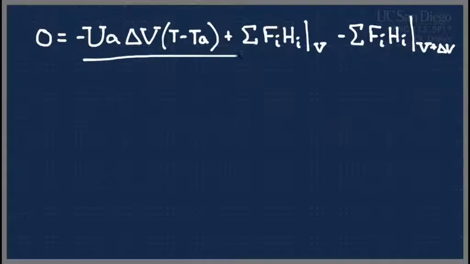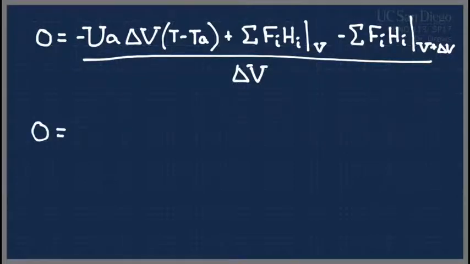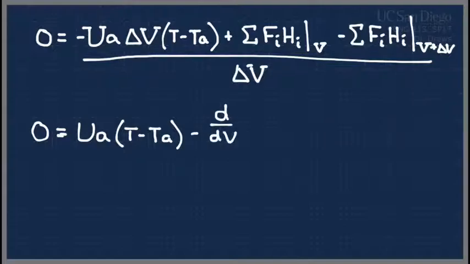If you take that entire expression divided by delta V and take the limit as delta V goes to 0, you end up with the equation that we'll have to play around with on Monday, which is UA times T minus Ta, minus the derivative with respect to volume of the sum of Fi Hi. And that ought to look, if you dig back in your notes to when we did the energy balance for a batch system, we had something pretty similar to that. You should be able to compare the two.